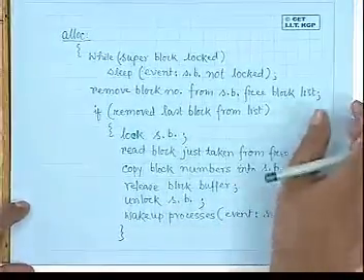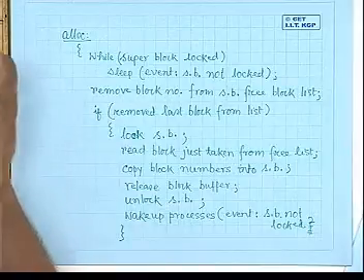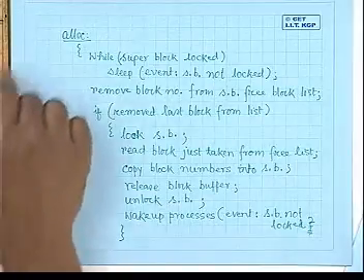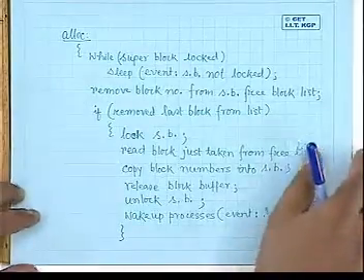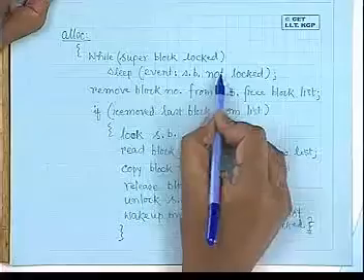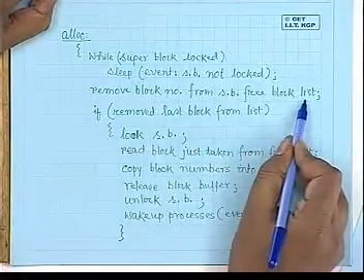So this block allocation algorithm will work like this. First, you have to check whether the super block is locked or not. While the super block is locked, the process has to go to sleep, because unless the super block is freed, you cannot get a free block number from it. Then if the super block is not locked, remove a block number from the super block free list.